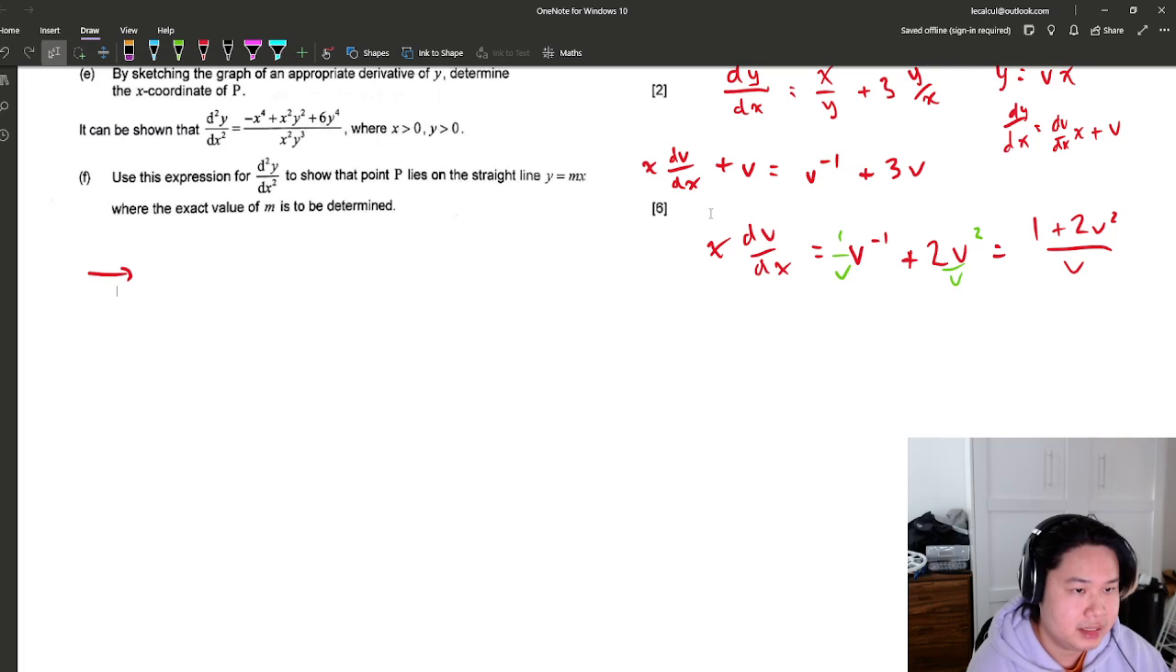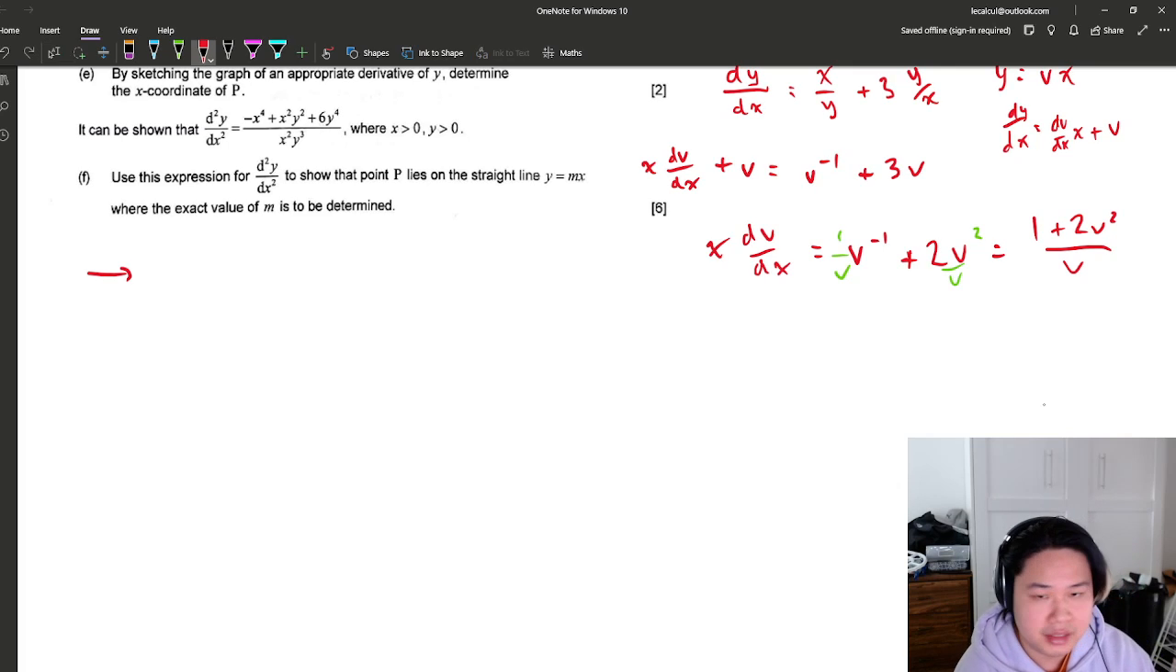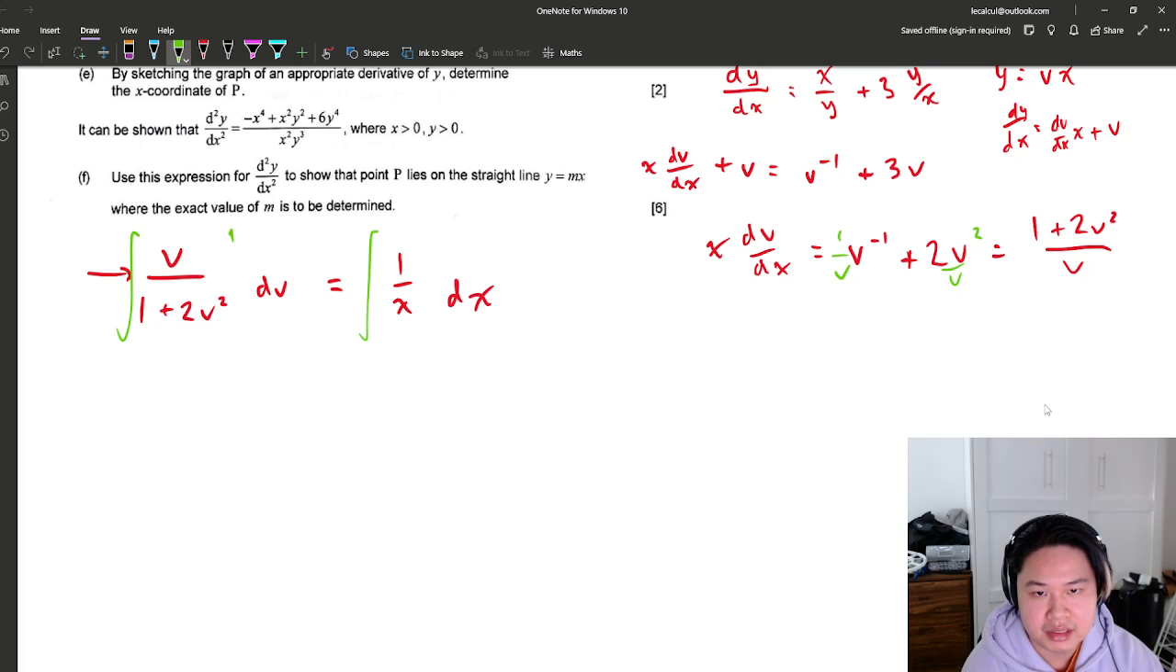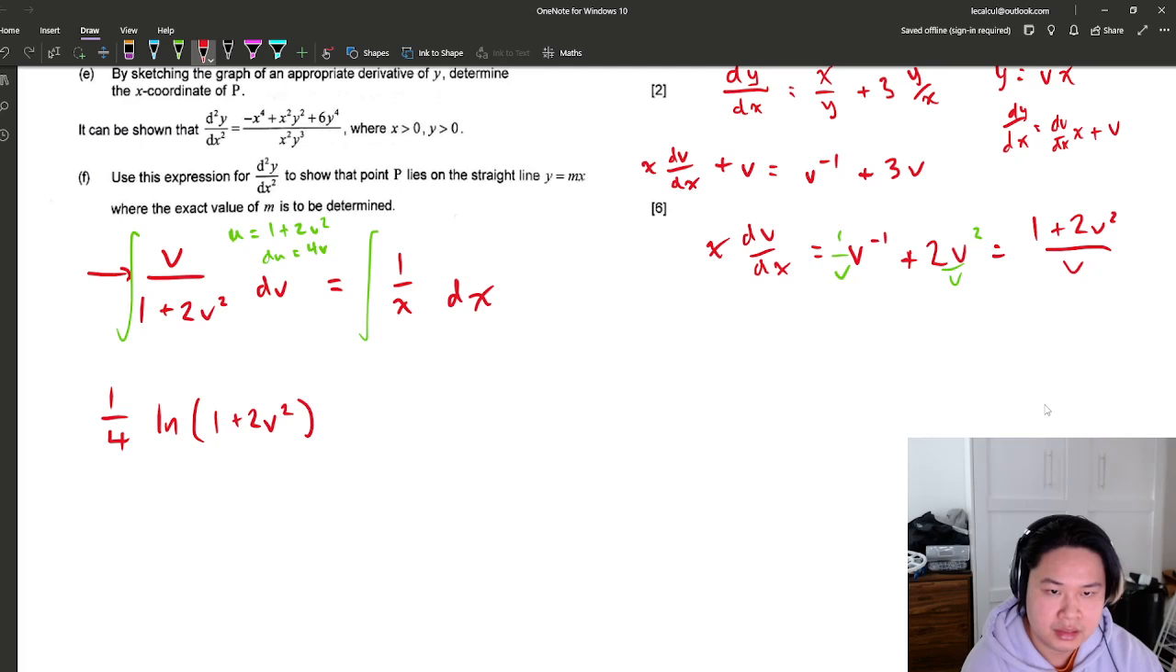So you're gonna divide the x over to this side, this divides over to that side, and multiply the dx over here. So you're left with v over 1 plus 2v squared dv equals 1 over x dx. And then now we can integrate. Okay, and then this needs a u substitution. So du is what, 4v? Okay, so this becomes 1 over 4 natural log 1 plus 2v squared, and this is equal to natural log x plus c.